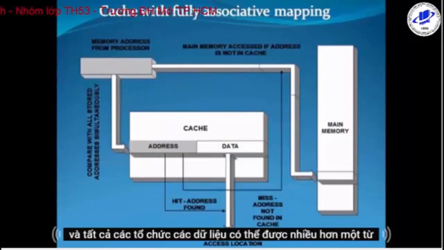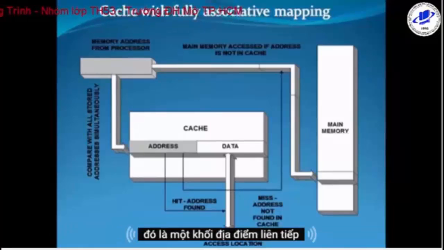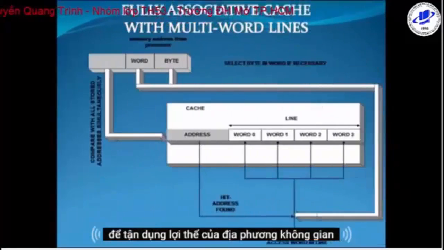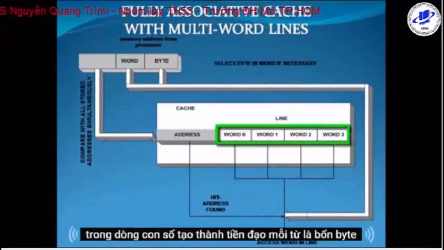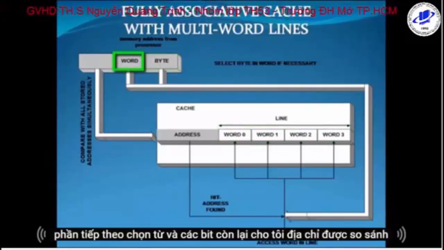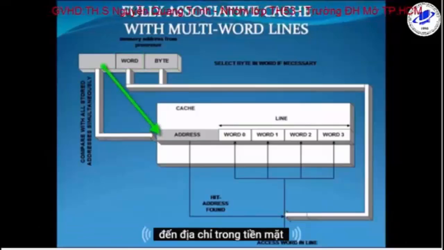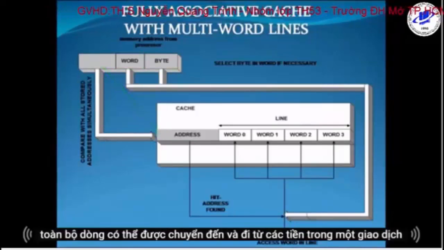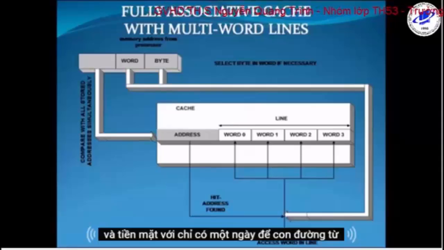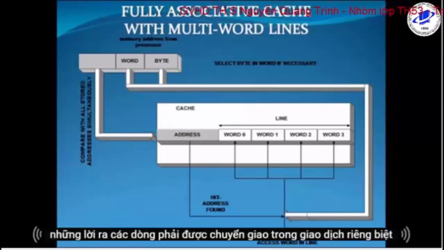In all organizations, the data can be more than one word, that is, a block of consecutive locations, to take advantage of spatial locality. In the figure, a line constitutes 4 words, each word being 4 bytes. The least significant part of the address selects the particular byte, the next part selects the word, and the remaining bits form the address compared to the address in the cache. The whole line can be transferred to and from the cache in one transaction, if there are sufficient data paths between the main memory and the cache. With only one data word path, the words of the line have to be transferred in separate transactions.